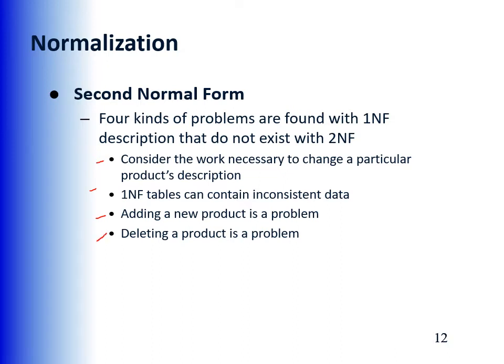And the fourth one is that deleting a product is a problem. For example, if all the related records are deleted once an order is filled and paid for, what happens if you delete the only record that contains a certain product number? The information of that product number and its description will be lost.